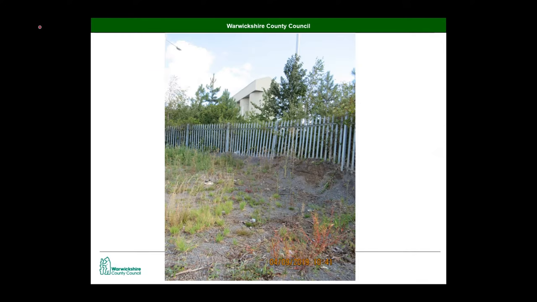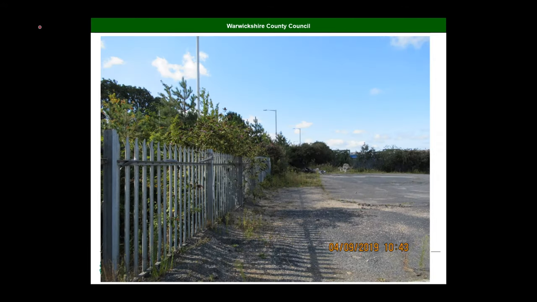Here you can see that there are mounds remaining of road chippings on the site, and this is the boundary fencing, the palisade fencing. I have recommended a condition for tree protection fencing to be erected during construction, as the boundary fence may not be adequate or sufficient for that. So it's looking along the eastern boundary of the site, and you can see the landscape trees at this point.